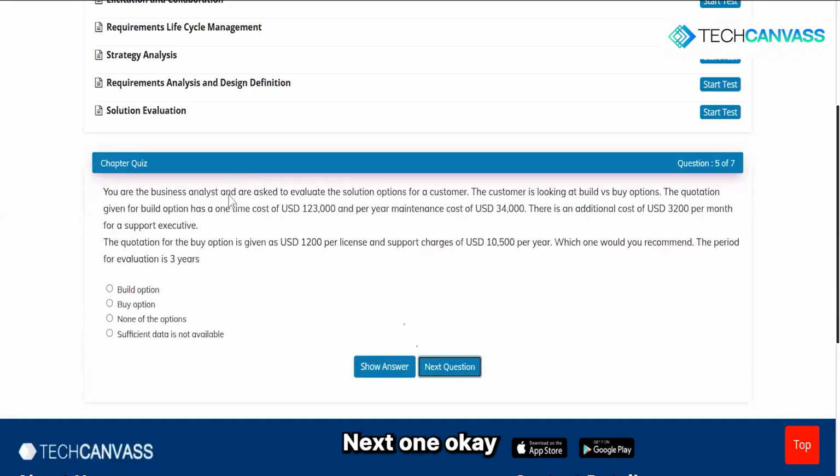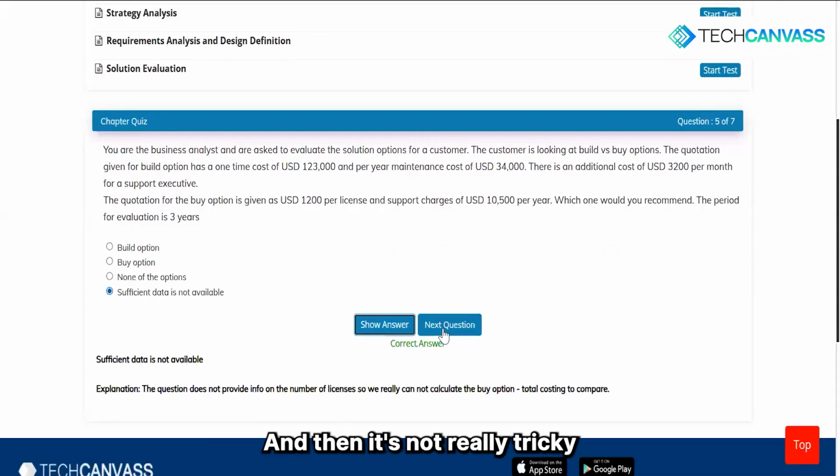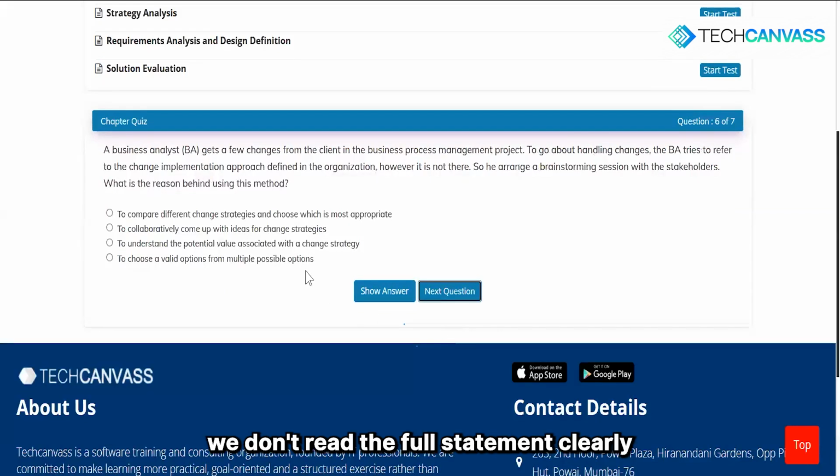Okay, next one. Read this question quickly and tell me. Again, it's math-based, but pretty much similar to the other question that we had. Let me know what your answers are. B. By option. Okay, anyone else who differs? Not B. D. D, delta. Sufficient data is not available. What do you think? What's missing here? Number of licenses. Previously, in previous questions, they said 100, right? Perfect. So expect these kinds of tricky questions. I mean, it's not really tricky, but in the nervousness of the exam, we don't read the full statement clearly. So that may happen.